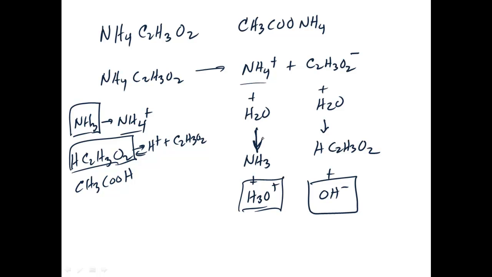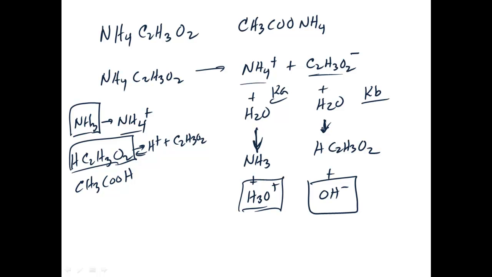Maybe this reaction dominates over this one. Maybe this one goes to more completion than this one. So we've got to figure out which one goes to more completion. You go, well, how do you do that? Well, we're going to have to look up the Kb for the acetate ion, and we're going to have to look up the Ka for the ammonium ion. And whichever one of these equilibrium constants is larger, that's the reaction that's going to dominate. And that's what's going to determine the overall pH of this solution.